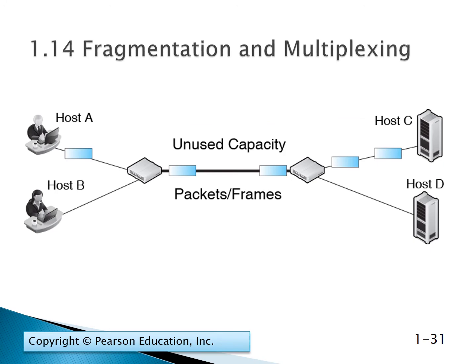Another advantage of fragmentation is on multiplexing. For example, like now host A wants to send something to host C, and host B wants to send something to host D. And then they may be sharing this network line. So when host A is sending some segments, host A may not be using the whole network capacity. So there is some unused capacity.